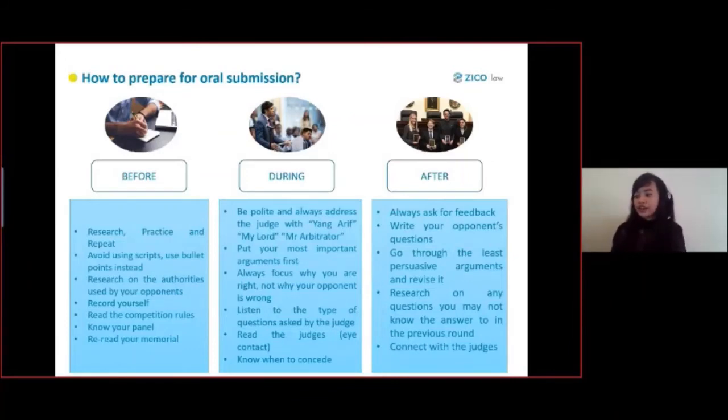Next is to research on the authorities used by your opponents. My experience with this is that in one of my moot competitions, the opponent actually cited the law wrongly, and I know that my opponent knew about this, but I guess it's just because he was anxious about it. Maybe he was nervous, but that's why you need to research on all of the authorities used by your opponents. And the reason why I asked you to do this is, like I said, you have to really understand where your opponent is coming from.